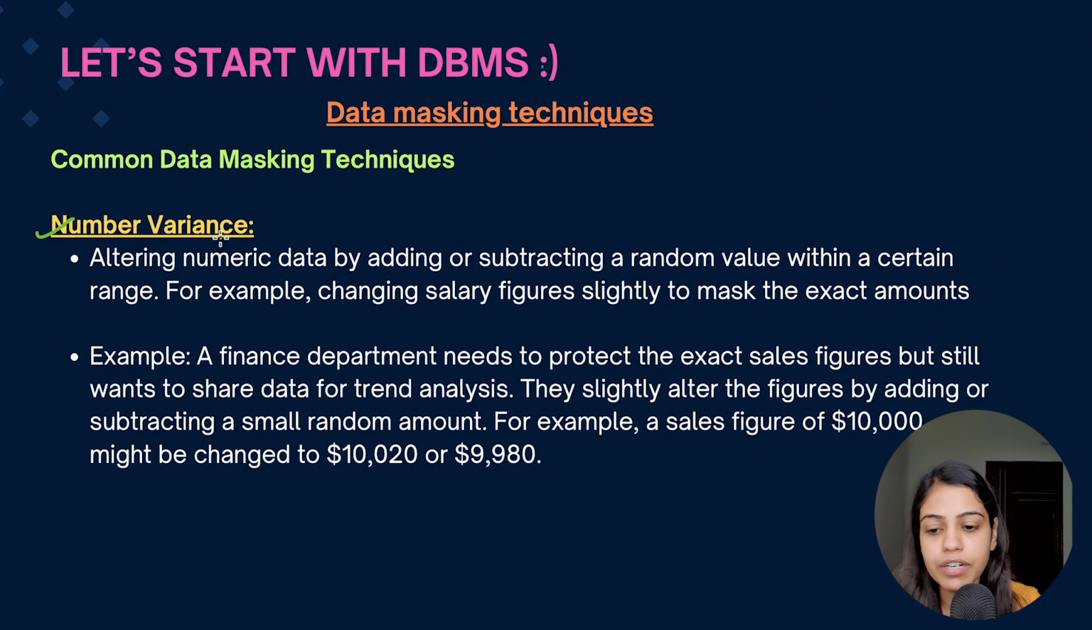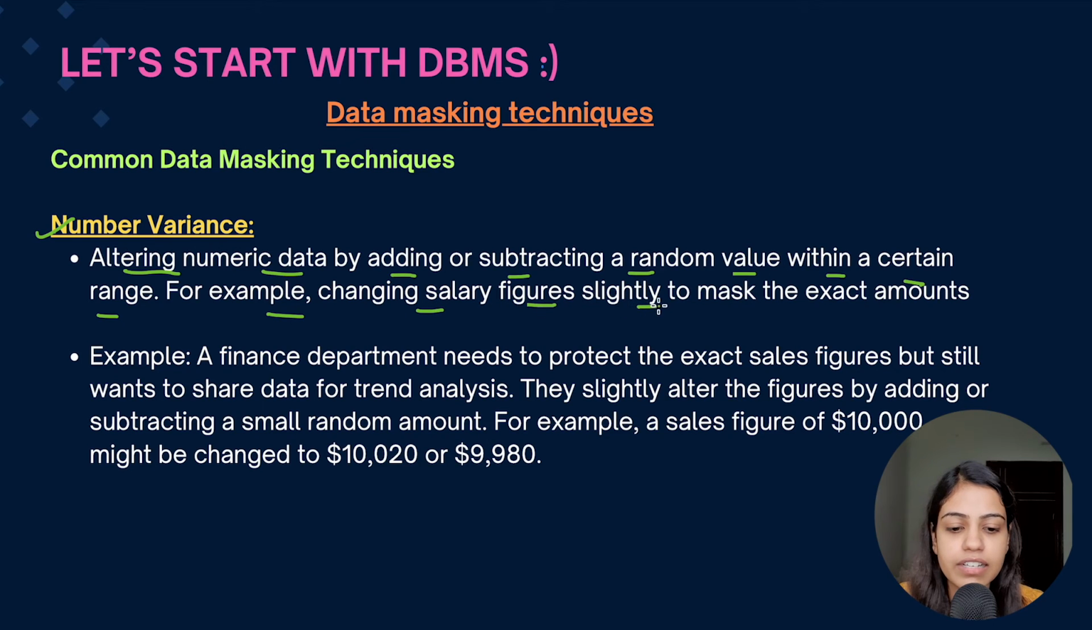Now coming to the next one, that is number variance. So altering numeric data by adding or subtracting a random value within a certain range. So whenever we want to alter the data by adding or subtracting some value of a given range, we use this number variance. For example, changing salary figures slightly to mask the data for the exact amounts.